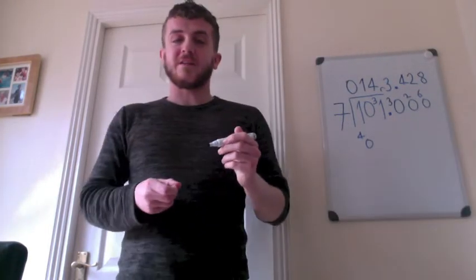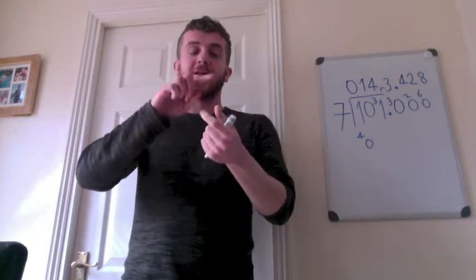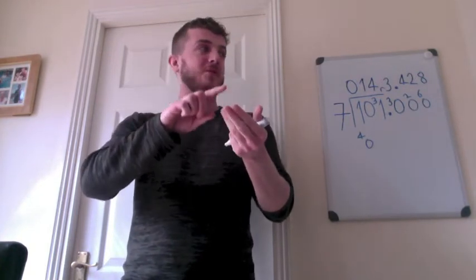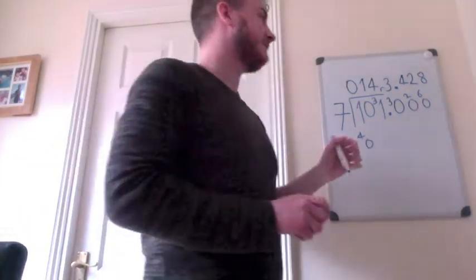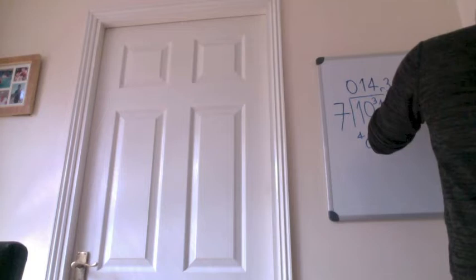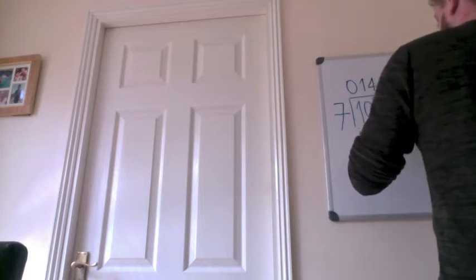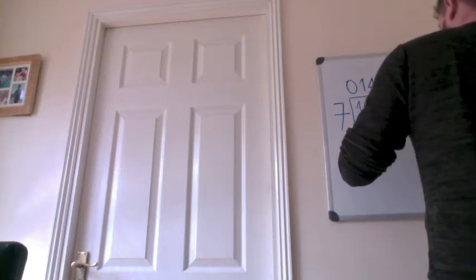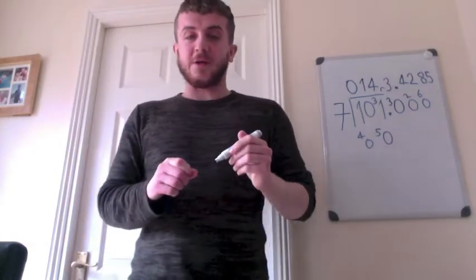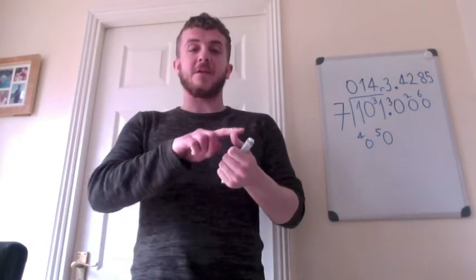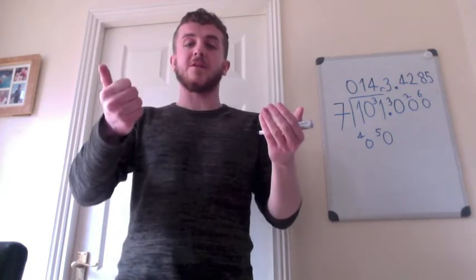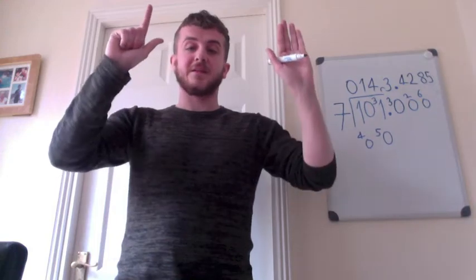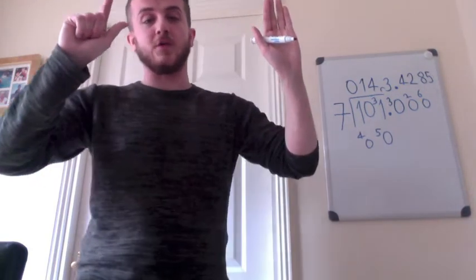How many 7s go into 40? 7, 14, 21, 28, 35, 5. With a remainder of 5. How many 7s go into 50? Right, 7, 14, 21, 28, 35, 42, 49. 7. Remainder 1.